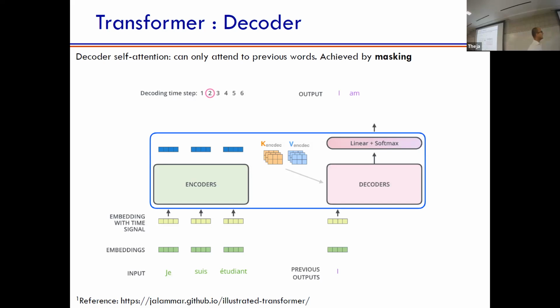So basically, you can only attend to previous words. If you are computing, let's say, Z3, then you can only attend to R1 and R2 of the previous layer. That's basically the idea. Any questions here?